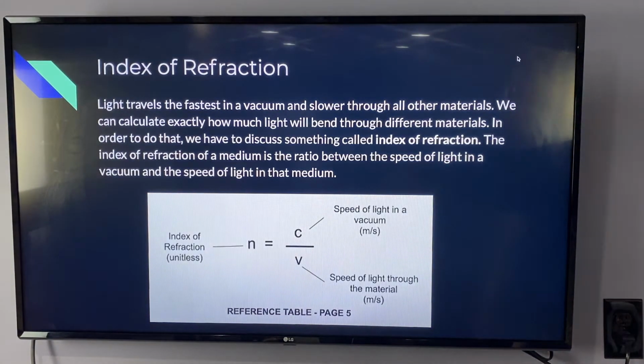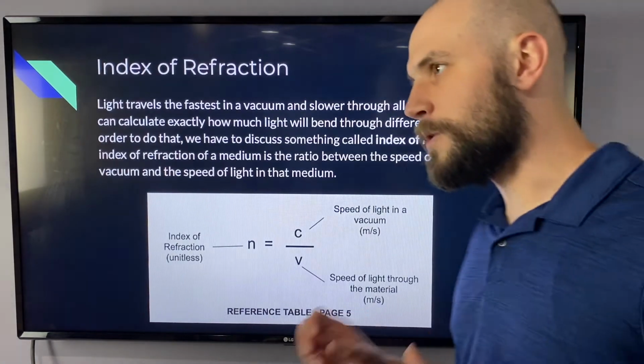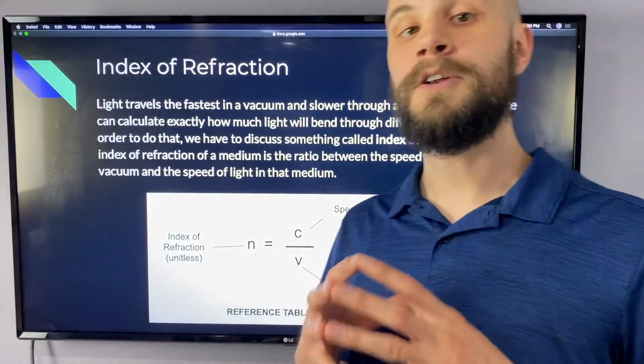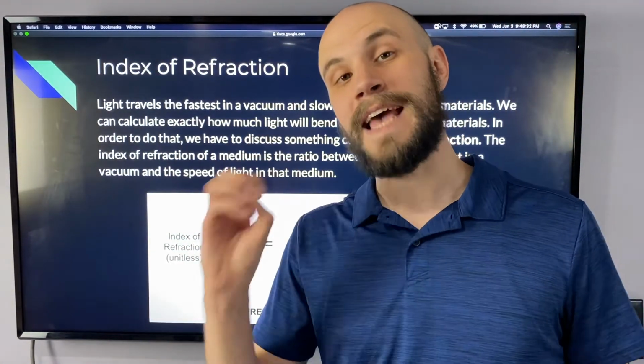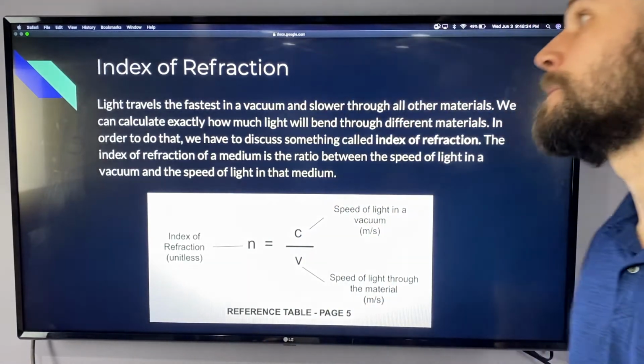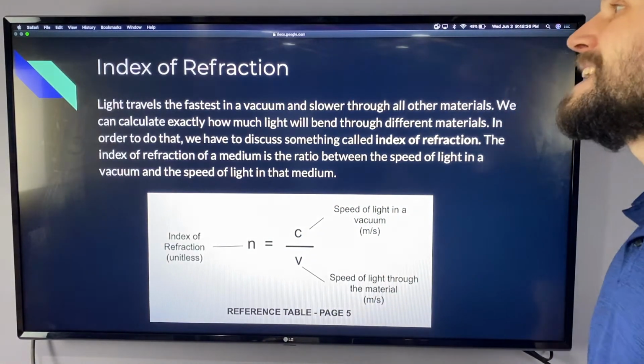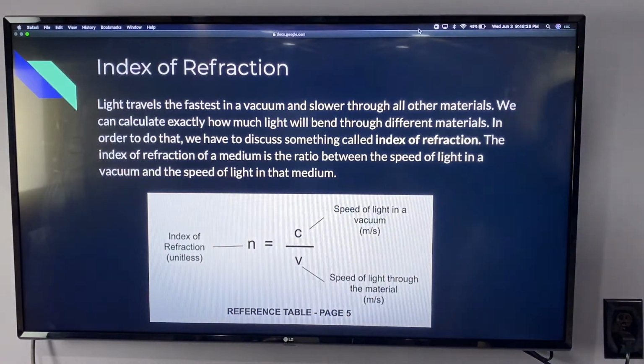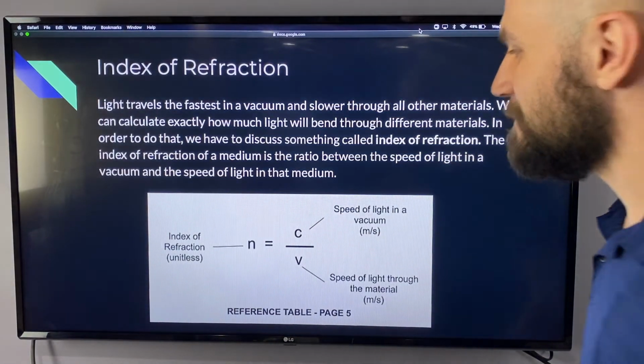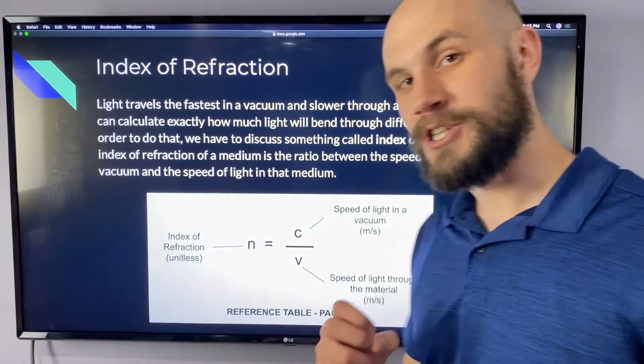Okay, so I want to teach you a tool that we're going to use to help us better understand and predict how these waves bend the way they do. And this tool is called the index of refraction. What the index of refraction is, it's actually a ratio.